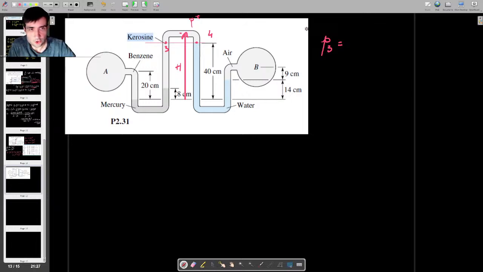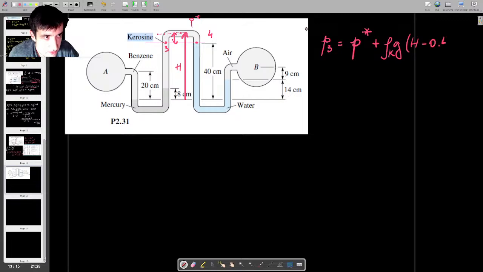So we've got P3, which is equal to P star plus, so on top of 3 we have P star pushing down on it, plus this much of kerosene. So that amount is actually equal to H minus 40 centimeters, if you think about it. So that's going to be density of the kerosene times G times H minus 40 centimeters, or 0.4. Just checking if I converted everything to SI units. Right, so that's basically it for P3. So we have P star, and then that tiny amount of kerosene that's sitting on top, which is density of kerosene times G times H minus 40 centimeters, which comes from here, by the way. Okay, and then P4.